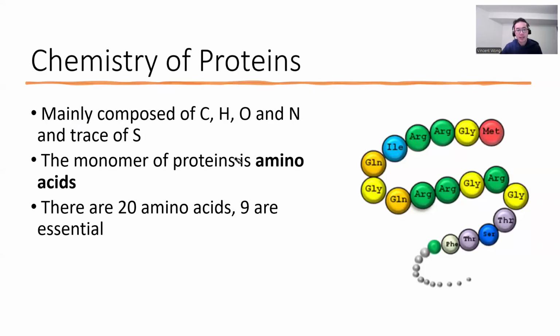The monomer of proteins, so now we are back to the individual building blocks, are called amino acids. There are 20 amino acids that are found in proteins. 9 of them are essential. What does essential mean? Does anyone remember? What do we mean by essential amino acids? We talked about essential fatty acids earlier, right? So essential amino acids, it's the same meaning. Your body needs it, but you cannot make them. So these amino acids, you have to consume from your diet.